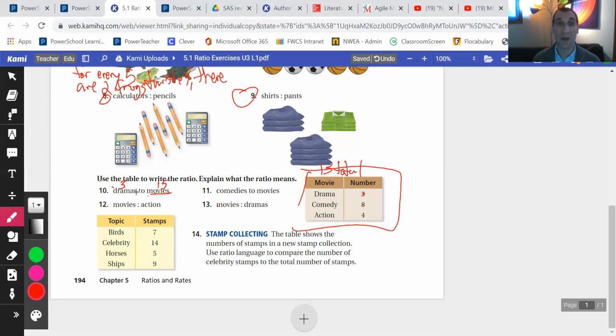I hope this review helps you. Make sure if you haven't turned this assignment in yet, that you do it right away today to make sure that you don't have any missing assignments this weekend.